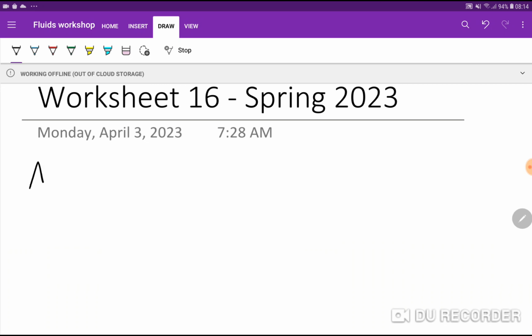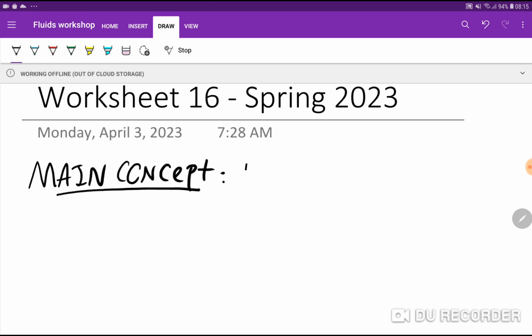Okay, so let me write down the main concept: flow through spheres. Most of the time, you notice that the notation is the only thing that is changed.